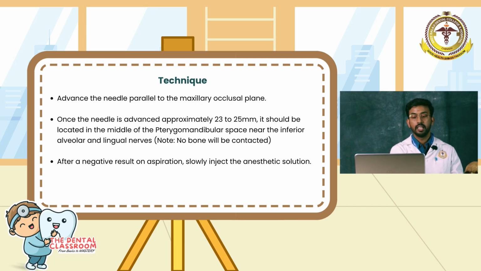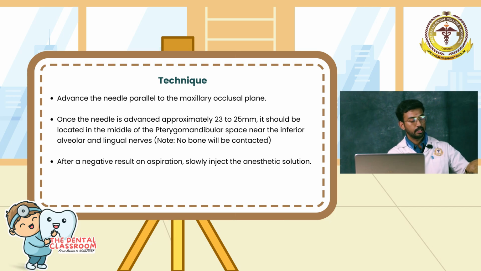The needle should be held parallel to the maxillary occlusal plane and advanced approximately 23 to 25 mm, and it should be located in the middle part of the pterygomandibular space near the inferior alveolar nerve and lingual nerve. So, first we identify the mucogingival junction of the maxillary second and third molar region, keeping our syringe needle parallel to the maxillary occlusal plane, and we start inserting the needle medial to the ramus of the mandible and proceed about 23 to 25 mm.